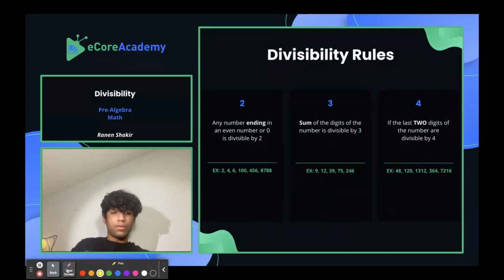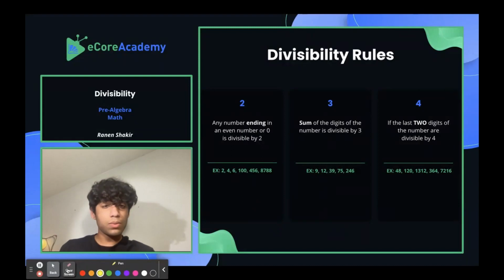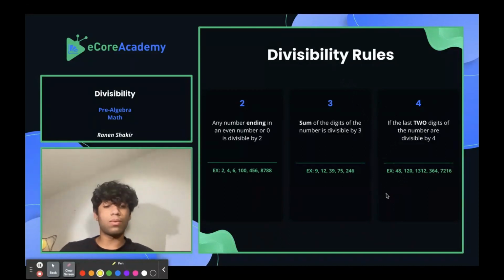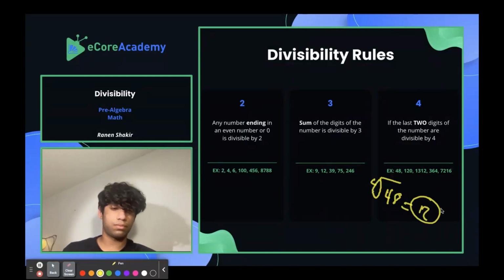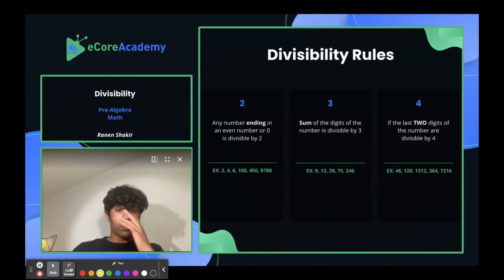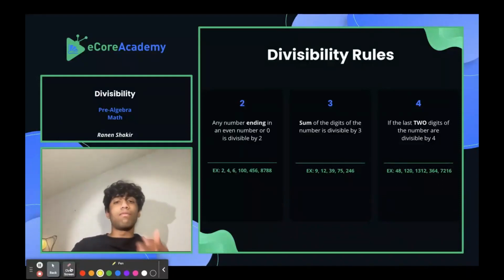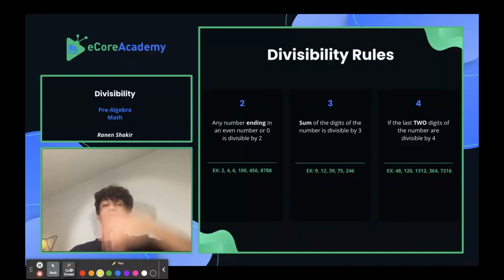Next rule is 4. 4 is also a kind of a nice one too. If the last 2 digits of the number are divisible by 4, the number is then divisible by 4. So we start with 48. 48 is divisible by 4. If you divide 48 by 4, you're going to get 12. So 48 is divisible by both 12 and 4, since 12 and 4 are both factors of 48. That's another way you can think of it.